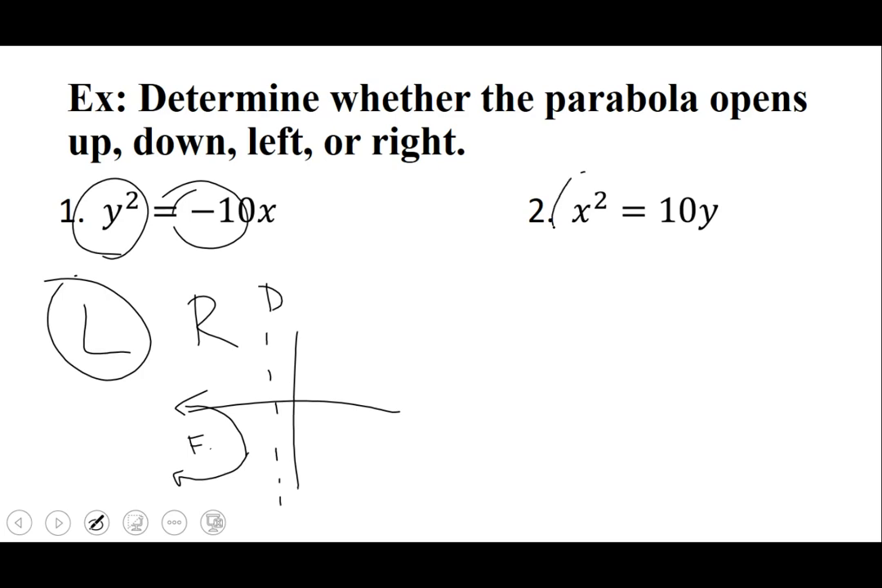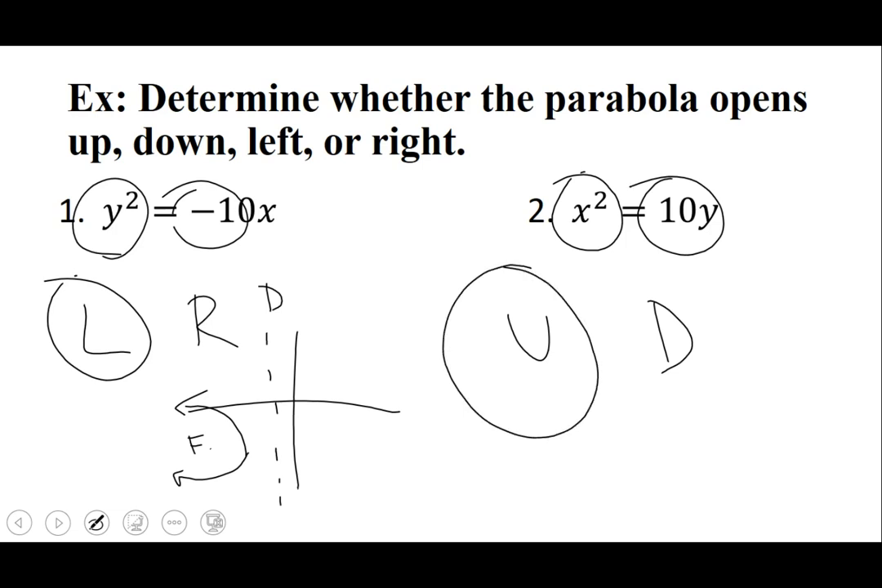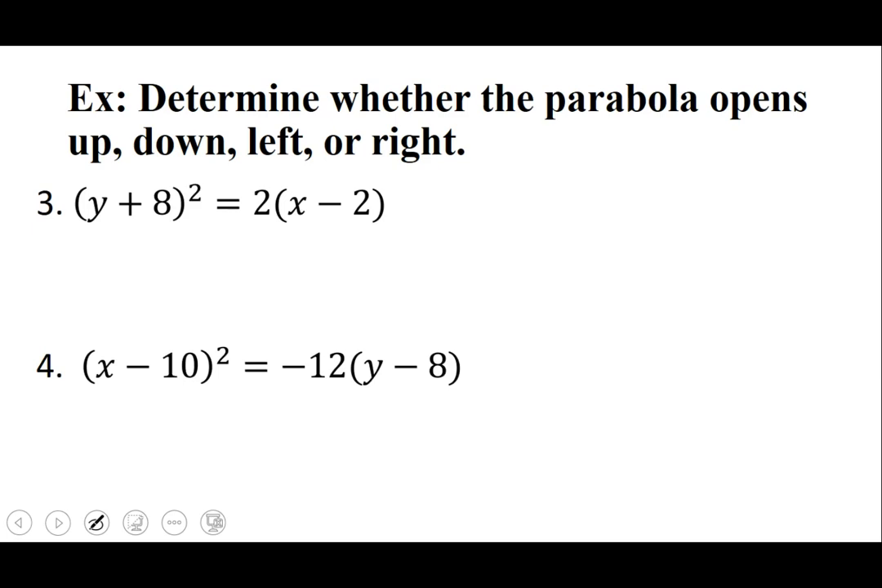So number two, when you see that it's an x squared, you know that this parabola is going to face up or down. Once you take a look over here and see that 10 is positive, that's how you know that this graph is going to face up. Taking a look here at example 3, notice these are a little bit harder because h and k are no longer 0. That means there was some shift from the origin. That doesn't matter though in terms of opening up, down, left, or right.